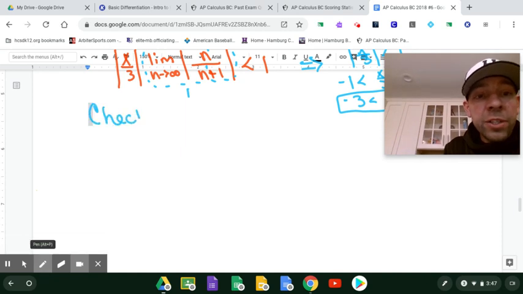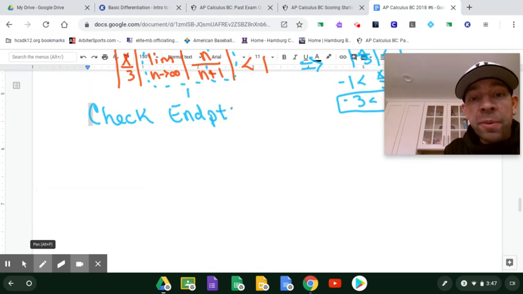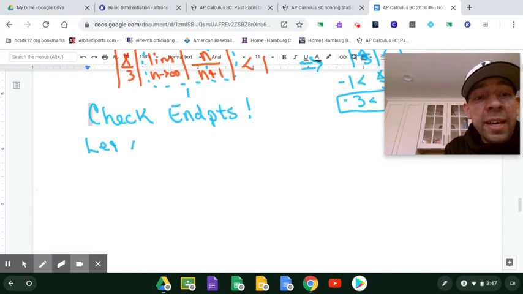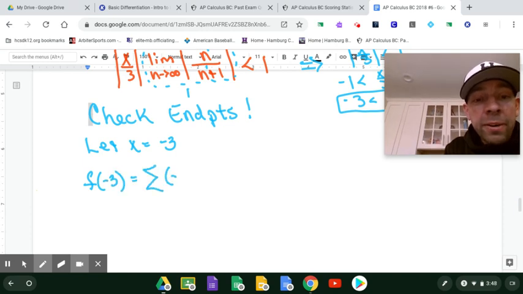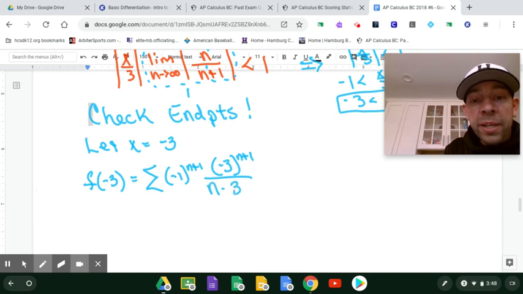We're going to check endpoints. If I forget to check these endpoints and I stopped right now, I'm only earning 3 out of the 5 points. So we're going to say let x equal negative 3. And we could say f of negative 3 is going to be the summation of negative 1 to the n plus 1, times negative 3 to the n plus 1, all over n times 3 to the n.